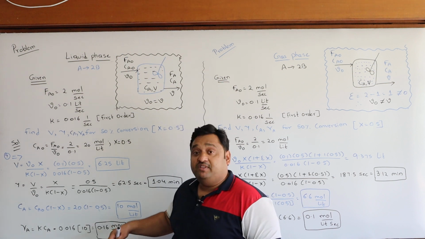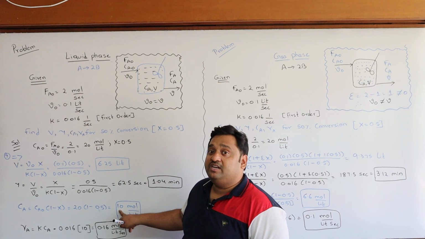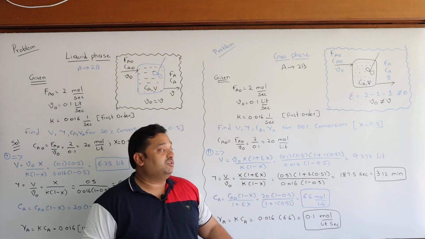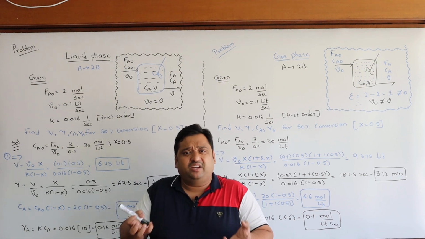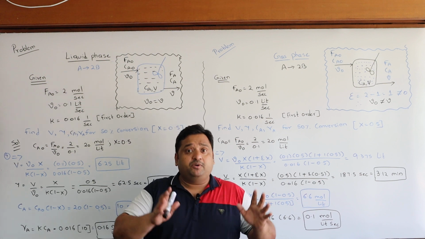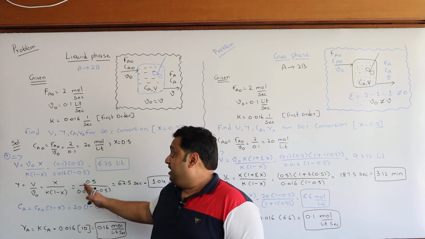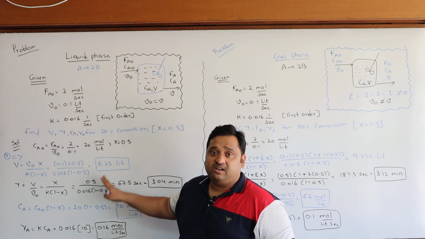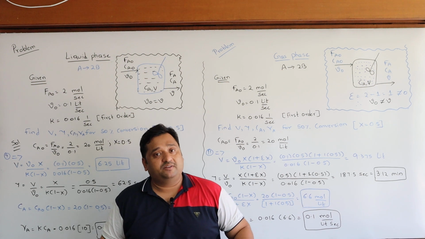Here the speed of the reaction is high because the exit concentration is high. Here the speed of reaction is low because the exit concentration is low. So if the speed of the reaction is slow, for the same conversion you need a bigger volume reactor. That is why here, for the same conversion, a 6.25 liter reactor is enough, while here a 9.3 liter reactor is required.